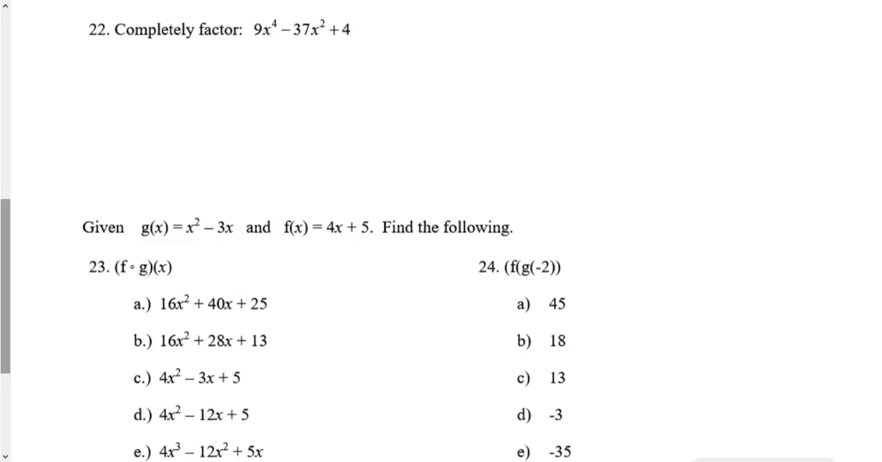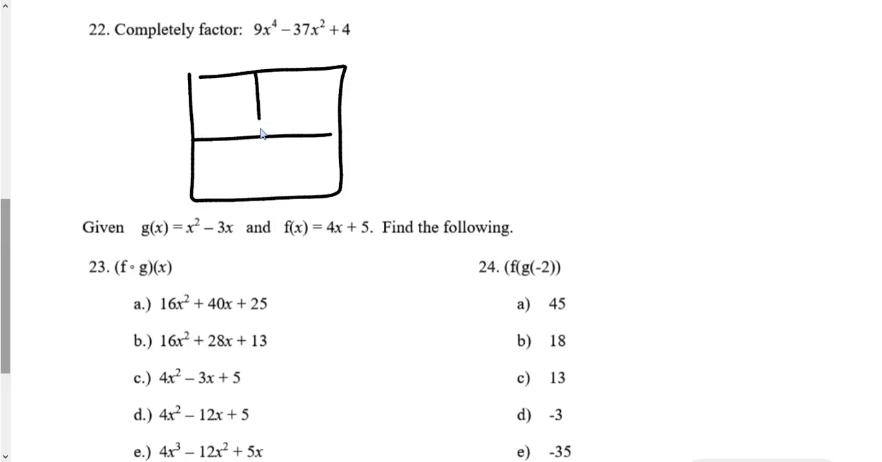Okay, number 22 is to completely factor this problem. So I start out and I look at it and I say, is there a GCF? No, there's nothing they all have in common. It has 3 terms, so to do 3 terms, I prefer to factor with my area model where I draw the box. I've got to be sure that this follows the pattern where the exponent is double from the middle term, and it does follow that pattern.